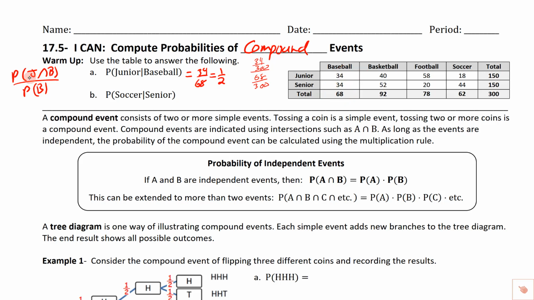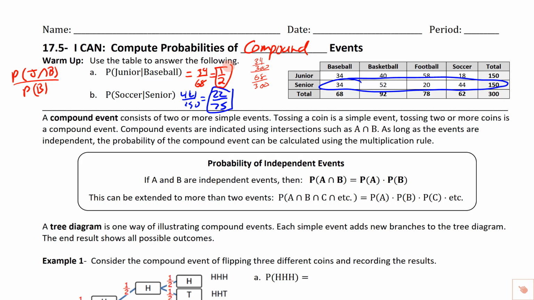If you want to use the formula, which I would, it works really well for more complicated situations. If we're going to do the probability of soccer given senior, then all we're looking at is just this. We've effectively reduced the sample size from 300 students to just those 150 students, and we want soccer for those seniors, right? So that's going to be 44 over 150, and we just reduce that. So let's see, 4 goes into both of those. Nope, 2 goes in there, so that'd be 22 over 75, and then we could change that into a decimal if we wanted to. Okay, any questions?